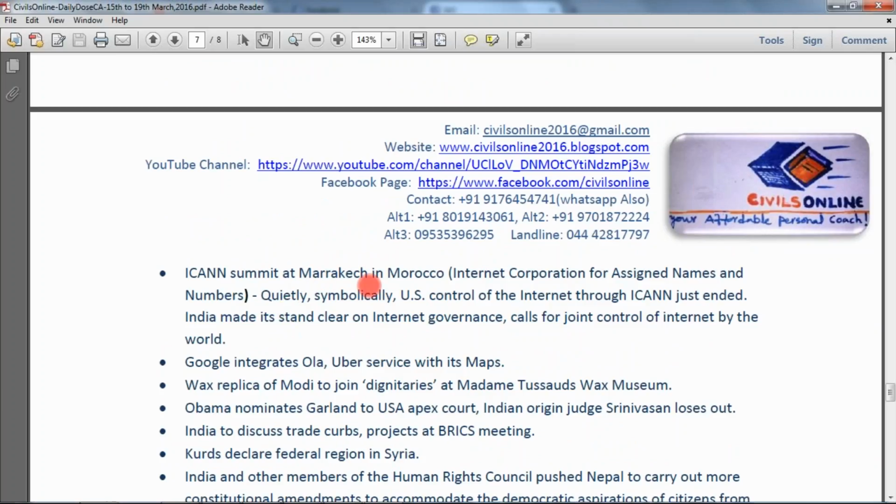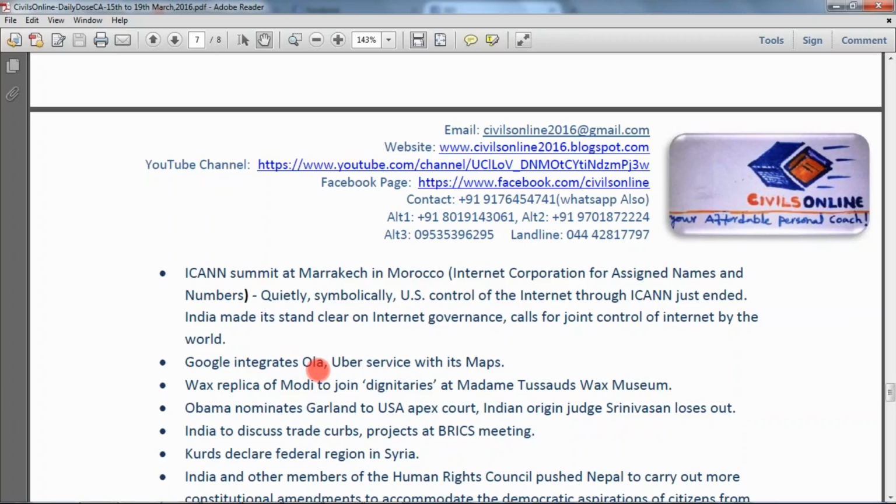ICANN summit at Marrakesh in Morocco. ICANN stands for Internet Corporation for Assigned Names and Numbers. So quietly and symbolically, the USA's control of the internet through this ICANN just ended. And India, one of the influential members, made its stand clear on internet governance and calls for joint control of the internet by the world.